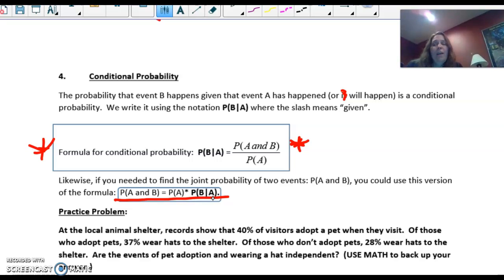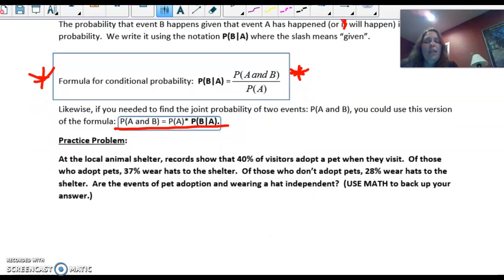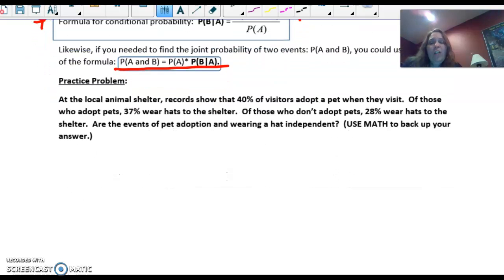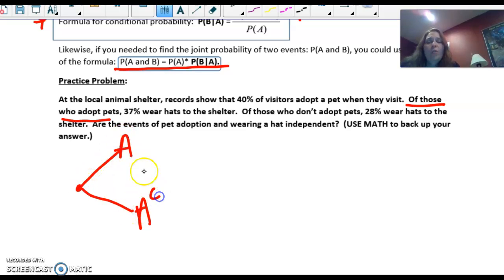I would say definitely you should print out that packet if you don't already have your own copy that I gave you in class. All right, so conditional probabilities, the best way to put those into a picture is using a tree diagram. So at the local animal shelter, records show that 40% of visitors adopt a pet when they visit. Of those who adopt pets, so we already know that they've adopted pets, that means that must be the given event. 37% wear hats to the shelter. Of those who don't adopt pets, 28% wear hats to the shelter. All right, let's go ahead and see what we can do here. So either you adopt or you don't. And I'm going to say that A stands for adopt a pet. And notice, I just brought in a little context to the problem.